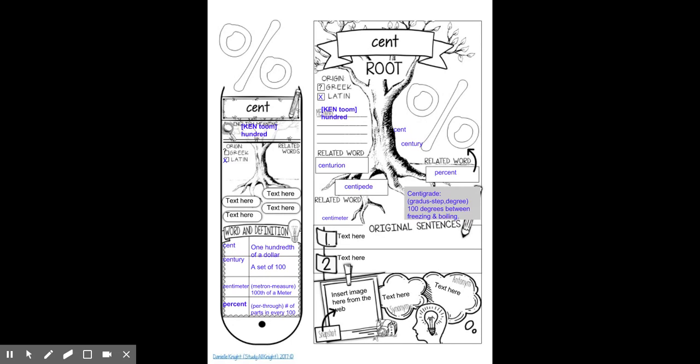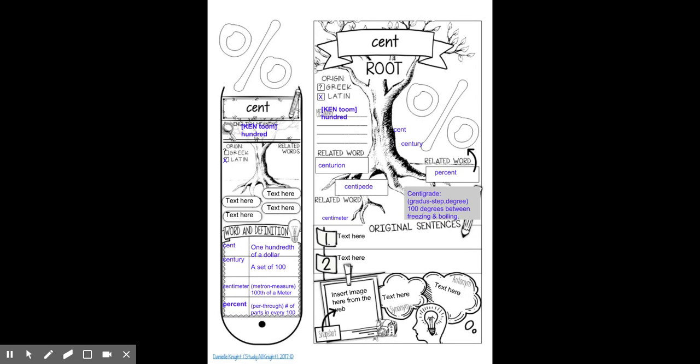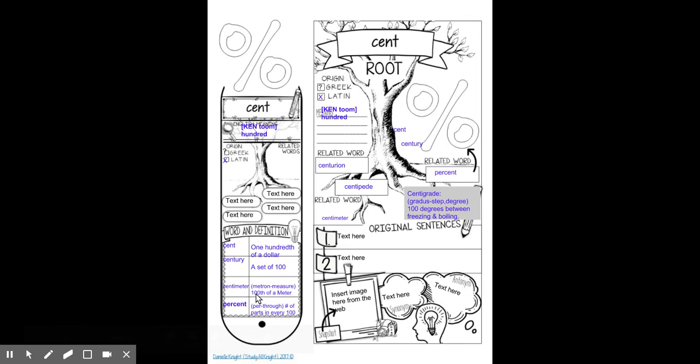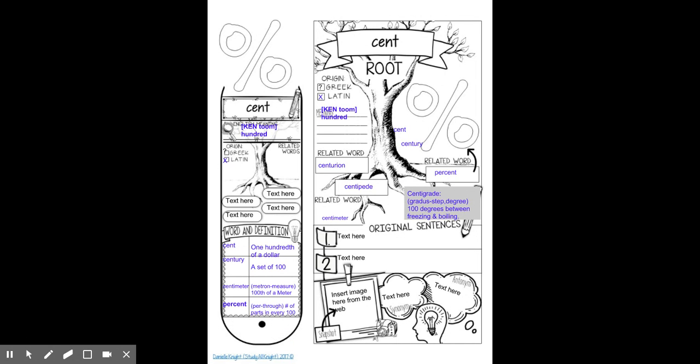Let's look at centimeter. Now, metron means measure, so we have another compound word. Cent meaning 100, and metron meaning a measure. So it's 100th of a measure, or 100th of a meter. So we now understand why we call that measurement centimeter.